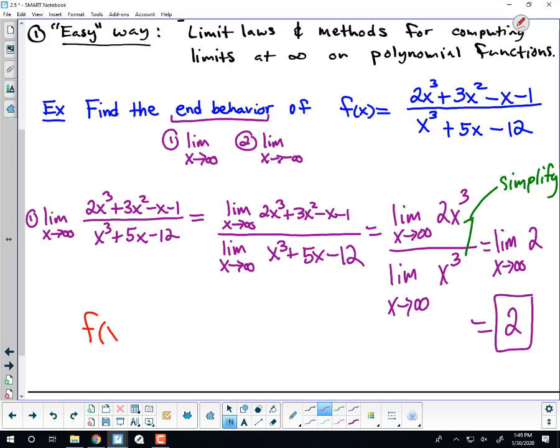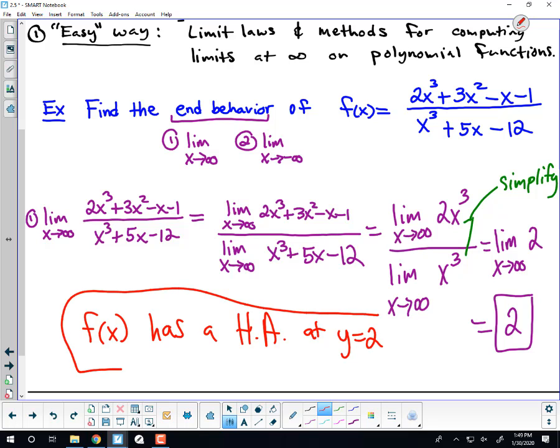The function f of x has a horizontal asymptote at y equals 2. I'll just use the same color because we're talking about the same 2. And so, does anyone have any questions on that?